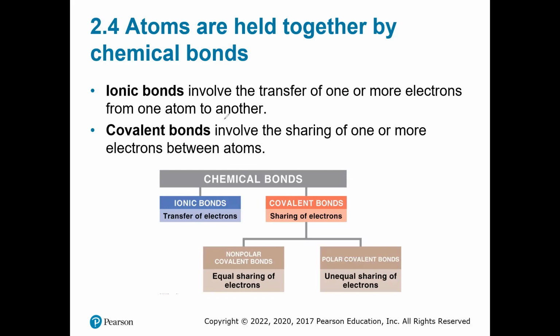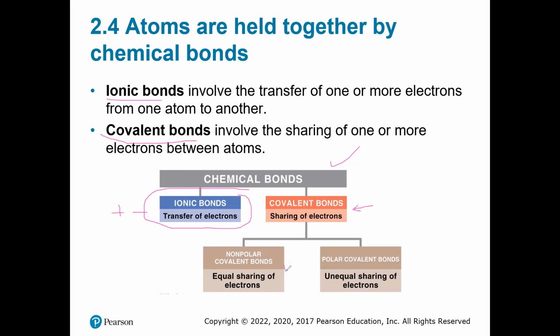Okay, so the two types of bonds that we have are ionic bonds and covalent bonds. Okay, and this little chart organizes it. I like charts and tables. For me, they're easier to see. Okay, so chemical bonds. Ionic bonds is when we transfer electrons. So that means we have something that's positive and something that's negative. Now covalent bonds, this is when we're sharing electrons.